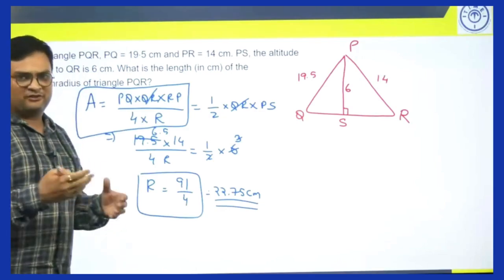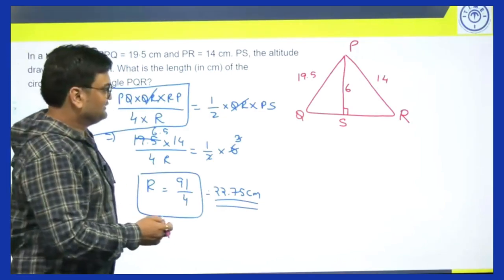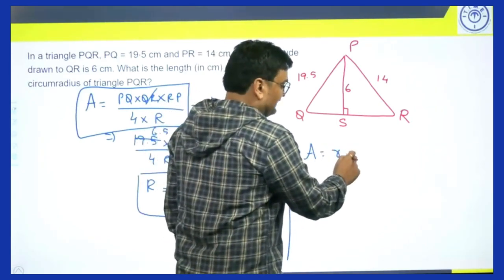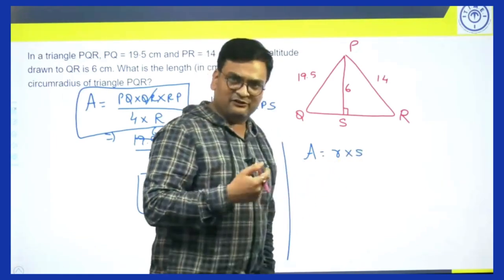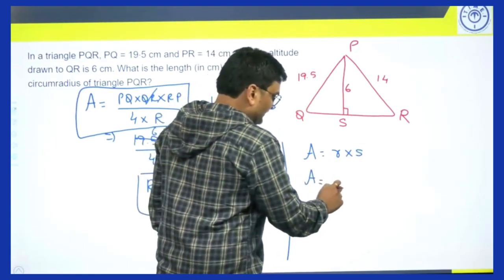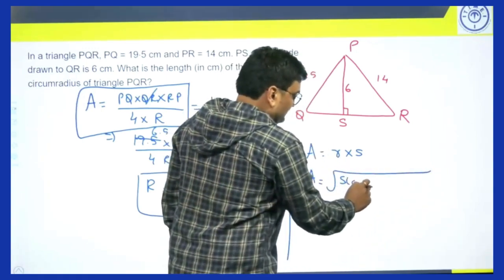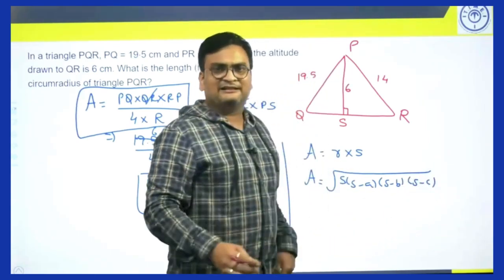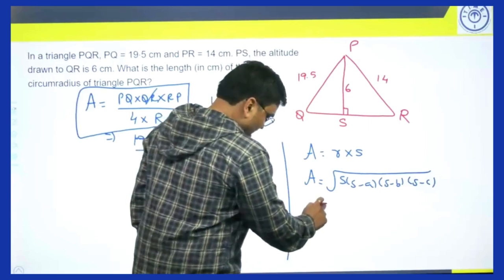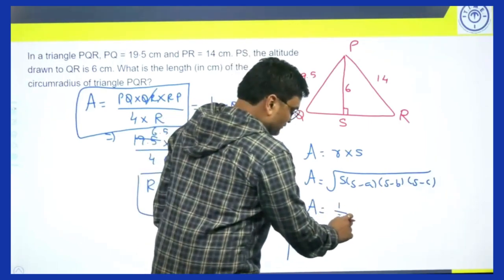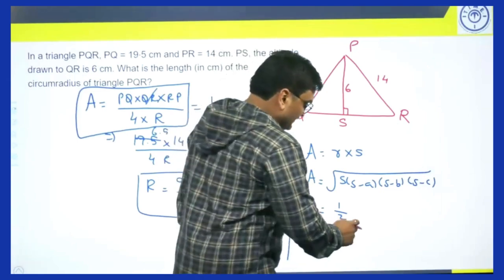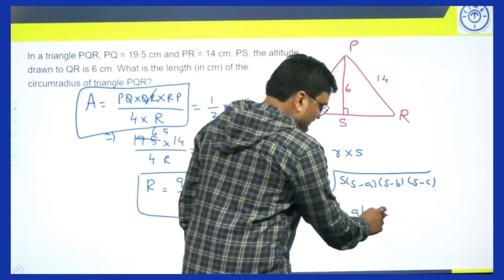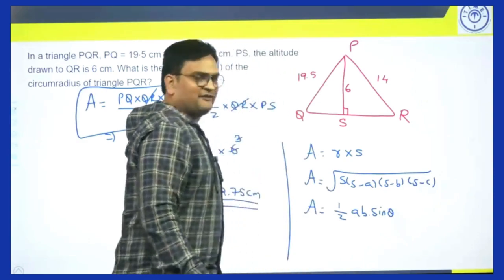Now there are some other formulae also. At this moment let me share a few more formulae for area of triangles. Area of triangle can also be written as inradius into semi perimeter. Area of triangle can also be written as root over S into S minus A into S minus B into S minus C, where A, B and C are the side lengths, S is the semi perimeter. One of the most commonly used formulas is half into product of two adjacent sides into sine of the included angle, half AB sine theta.